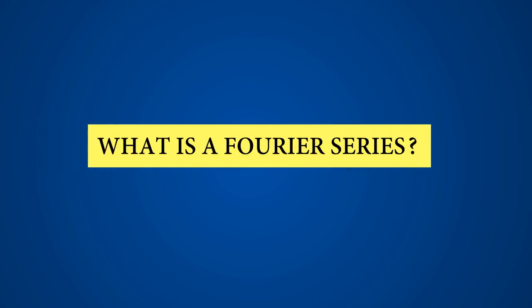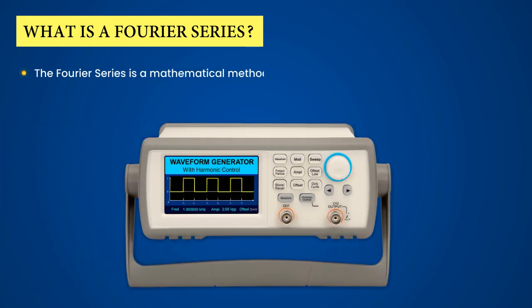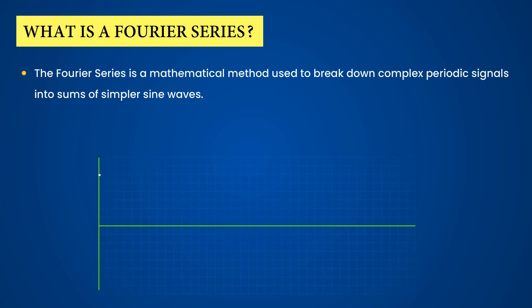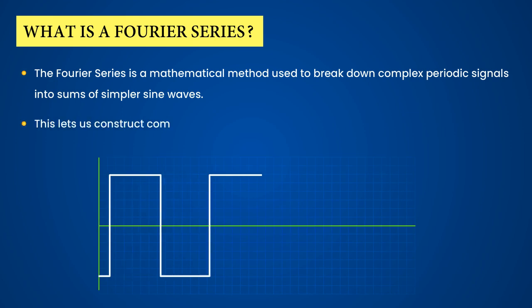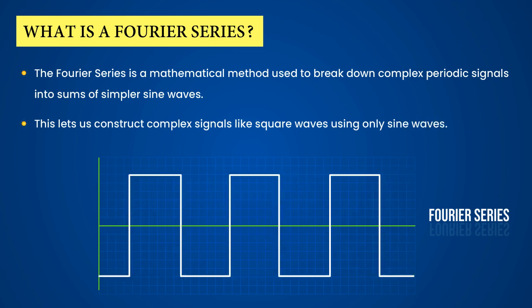What is a Fourier series? The Fourier series is a mathematical method used to break down complex periodic signals into sums of simpler sine waves. This lets us construct complex signals like square waves using only sine waves.